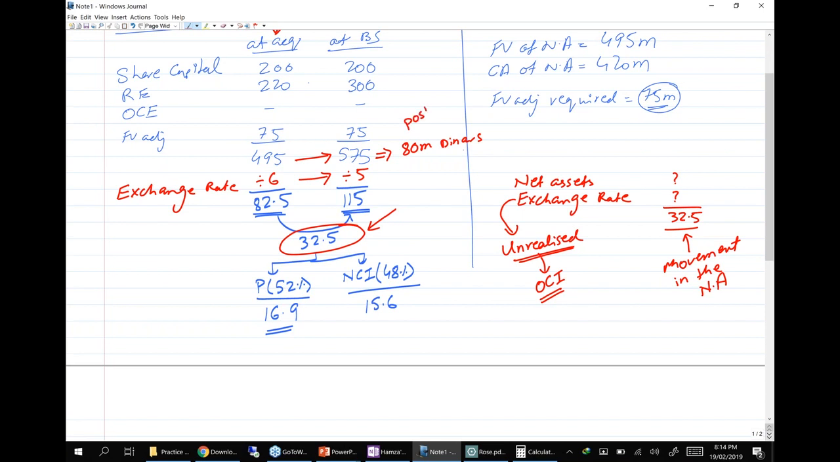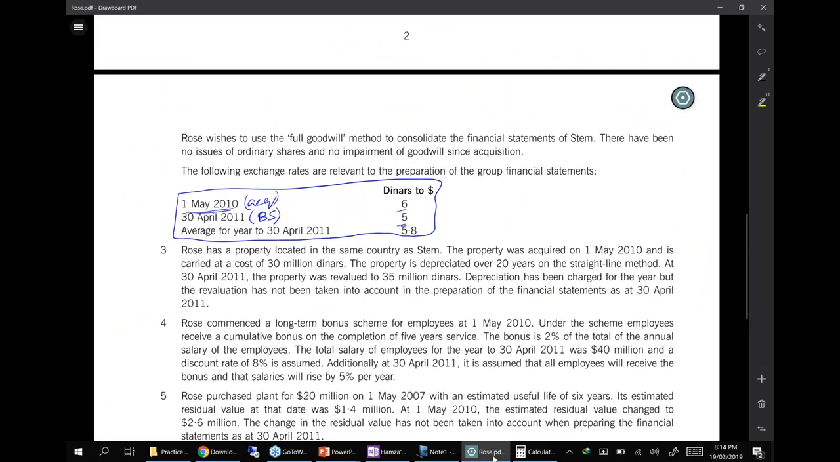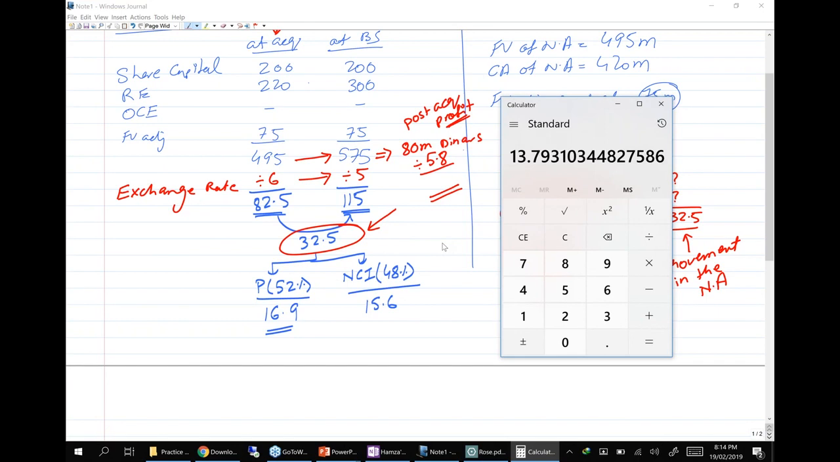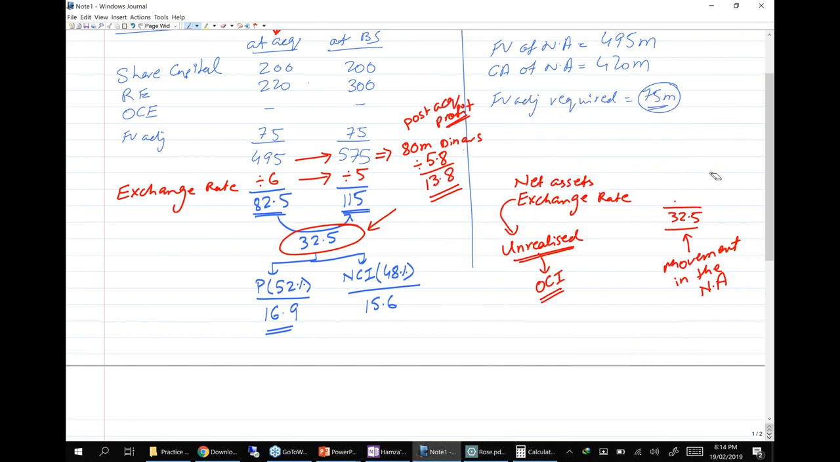So we call this the post acquisition profit of 80 million dinars, and we are going to convert this into dollars. But as this is a profit for the year, we should apply the exchange rate of which one? The average rate, which is going to be 5.8. So we are going to divide this by 5.8 to get the value of the profit in terms of dollars. So 80 divided by 5.8 is going to give us 13.8 approximately. So we are going to say that 13.8 is the impact of the net assets out of a total of 32.5.